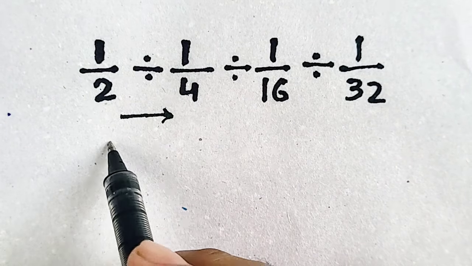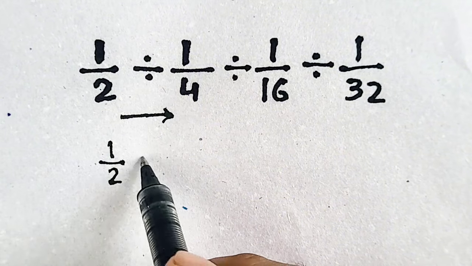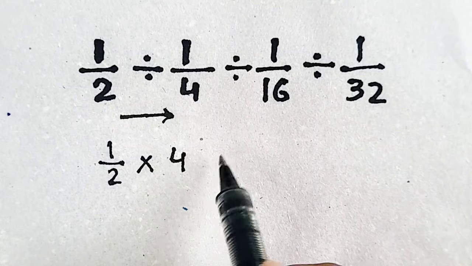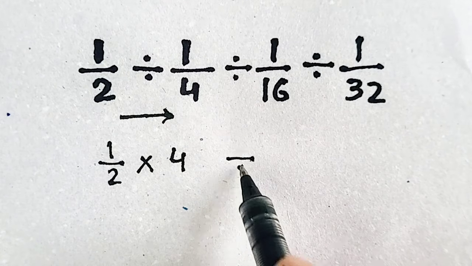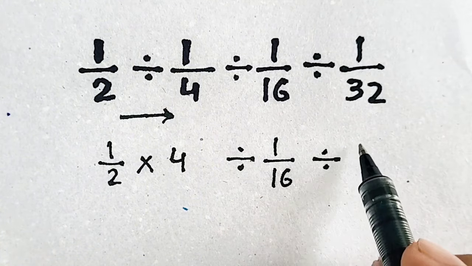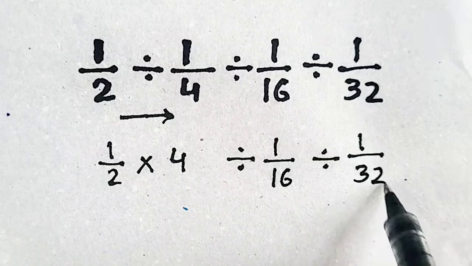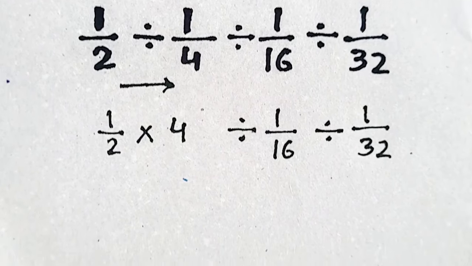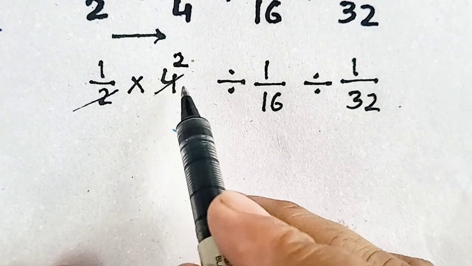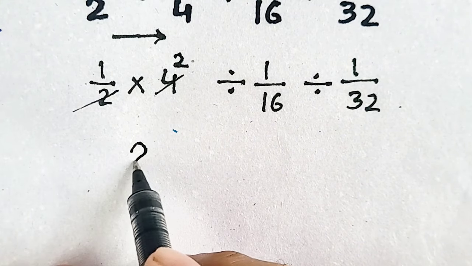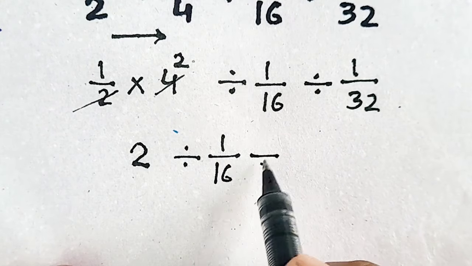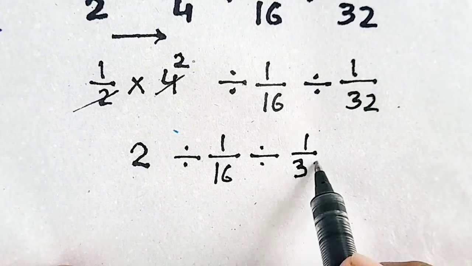1/2 as it is, divide is changed into multiplication, and 1/4 is flipped, we will get 4, and the remaining portion will remain unchanged. So 1/16 as it is, and divided by 1/32 as it is. Okay, now move forward. 2 and 4 are cancelled, we will get 2. 1 times 2 will be equal to 2 divided by 1/16 divided by 1/32.